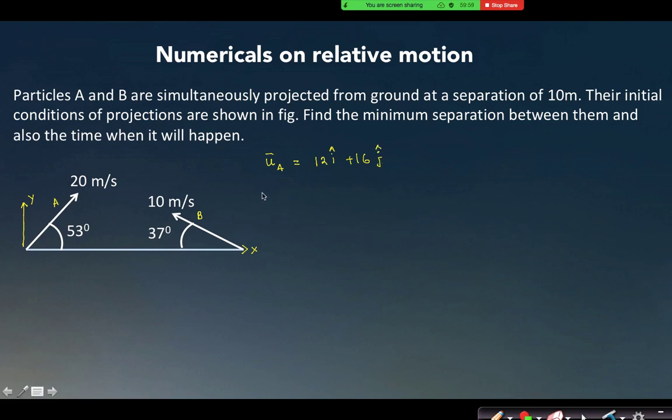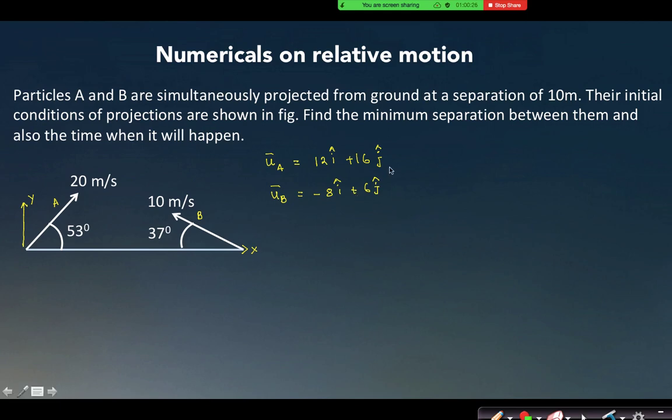Yes or no? Similarly, what is UB? Can you tell me what I can write about UB? Minus 8 i cap plus 6 j cap. Yes, sir. Minus 8 i cap plus 6 j cap. That is the initial velocity of B.